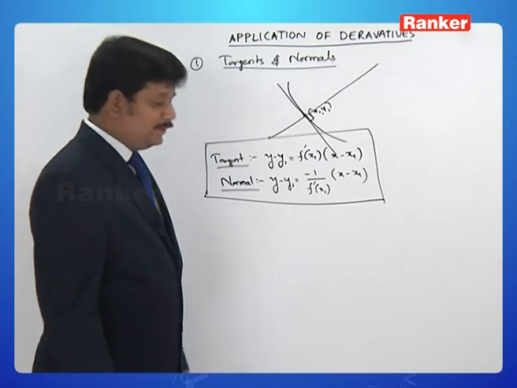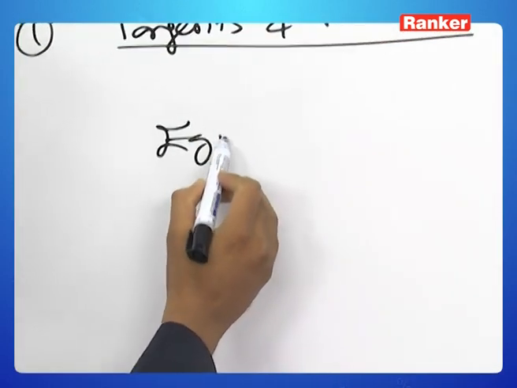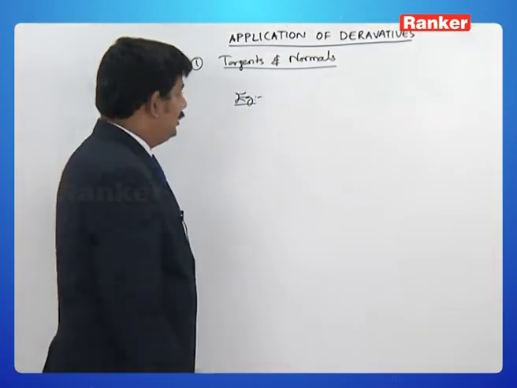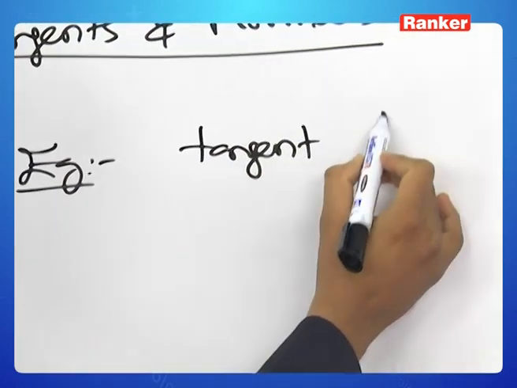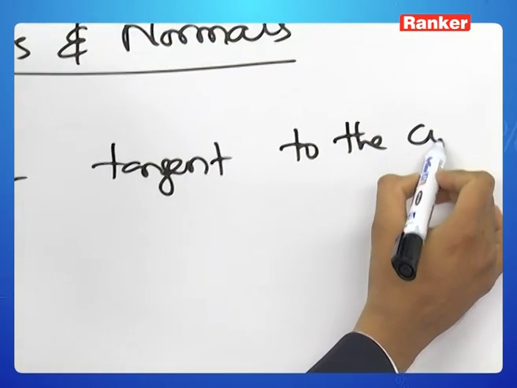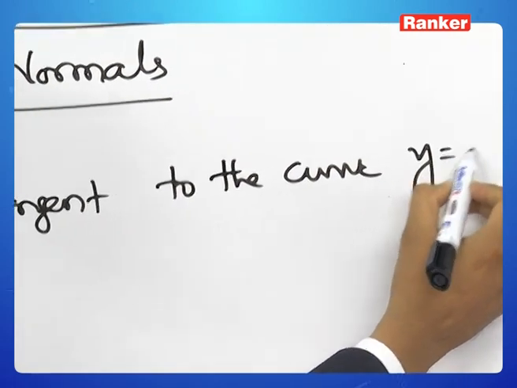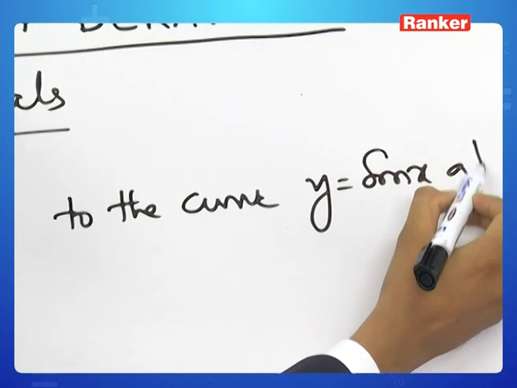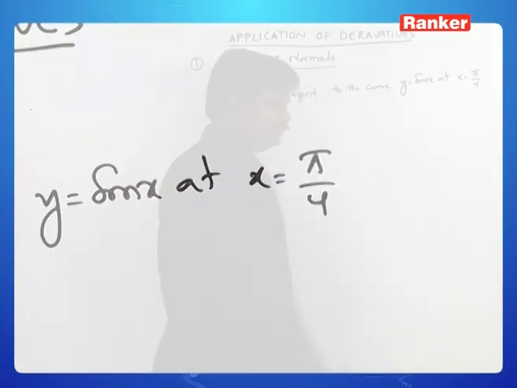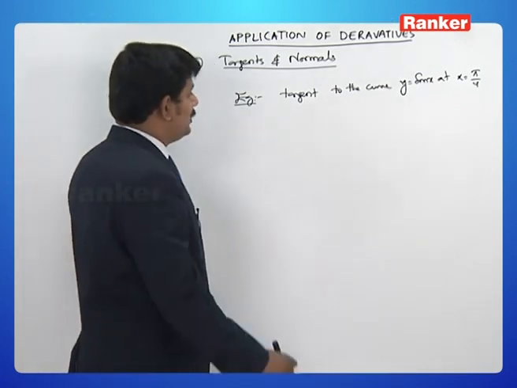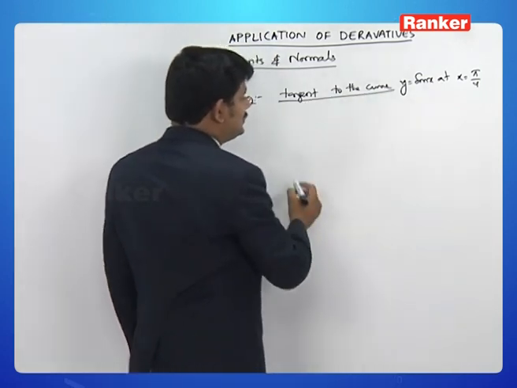Let us look at an example. Let us say we are asked to find tangent to the curve y is equal to sin x at the point whose x coordinate is pi by 4. At the point whose x coordinate is pi by 4, we need to find the tangent to the curve.